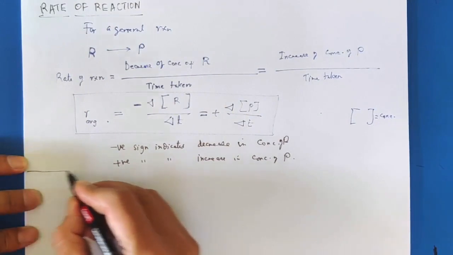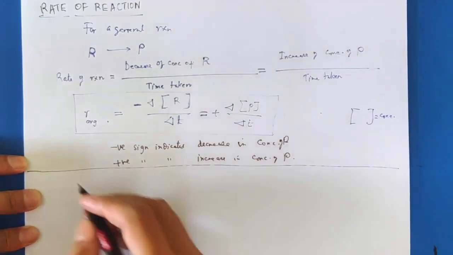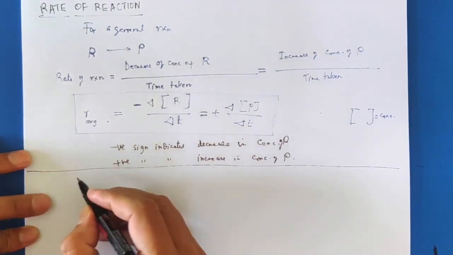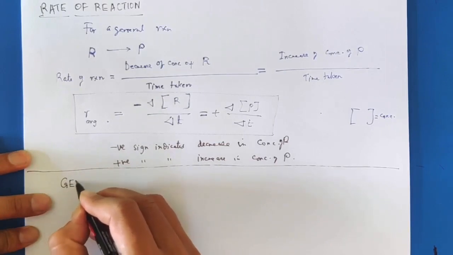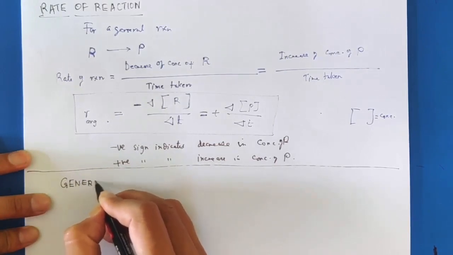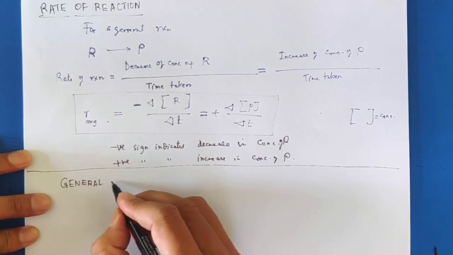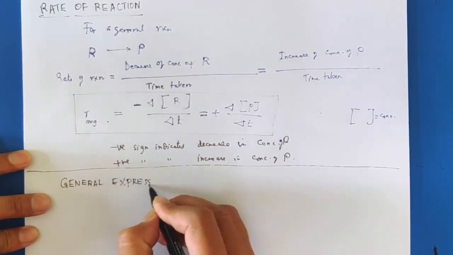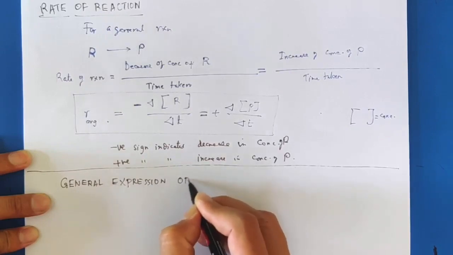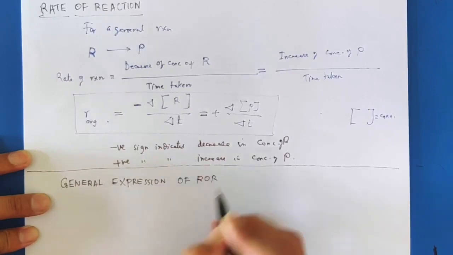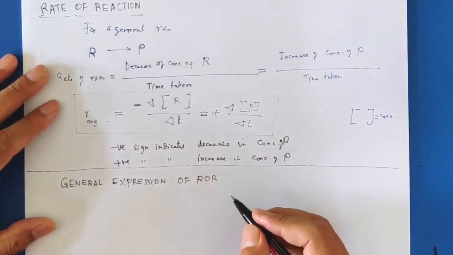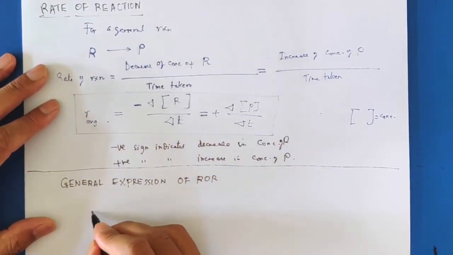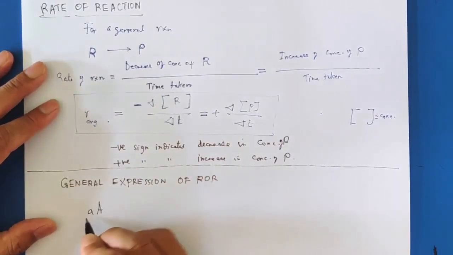Okay, so now, the rate of reaction expression. Okay, the general expression of the rate of reaction. Say you have this.